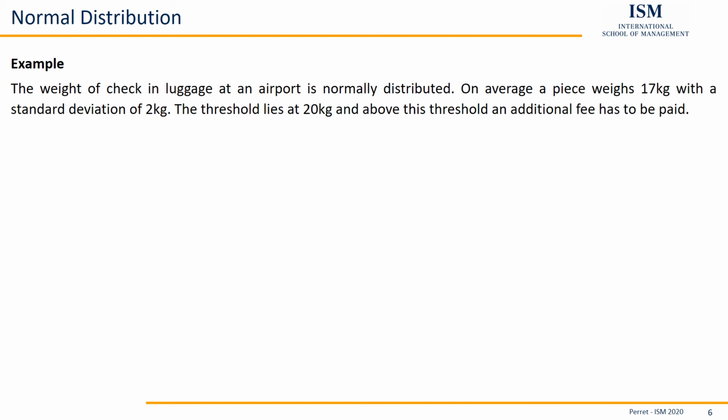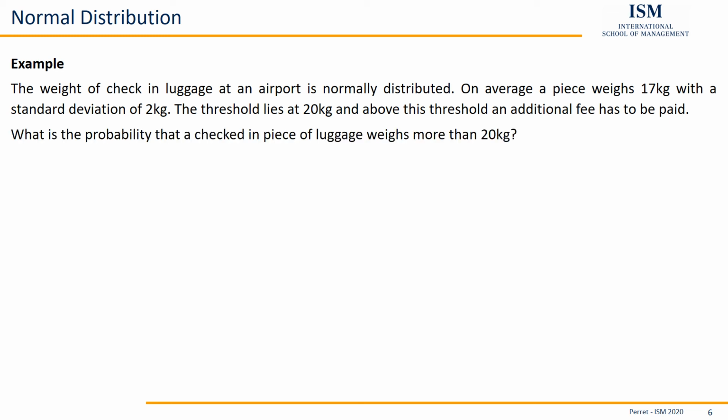So we start with the weight of check-in luggage at an airport is normally distributed. On average, a piece weighs 17 kilograms with a standard deviation of 2 kilograms. The threshold lies at 20 kilograms, and above this threshold, an additional fee has to be paid. Our question now, what is the probability that a checked-in piece of luggage weighs more than 20 kilograms?